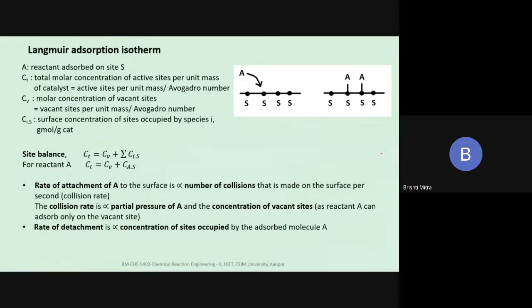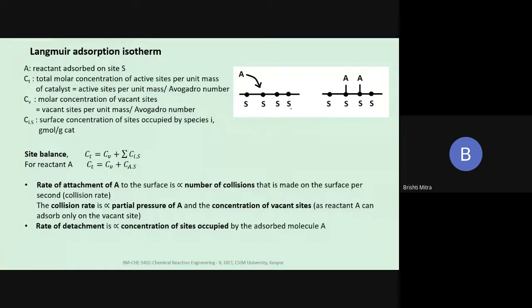Now let us look at each of these in a little more detail for the Langmuir adsorption isotherm. A is, for example, a reactant adsorbed on the site S. Each of the sites where the adsorption can take place is denoted by S, and A is the gas molecule which will get attached to this surface. Ct is the total molar concentration of the active sites per unit mass of catalyst. That means active sites per unit mass divided by the Avogadro number.